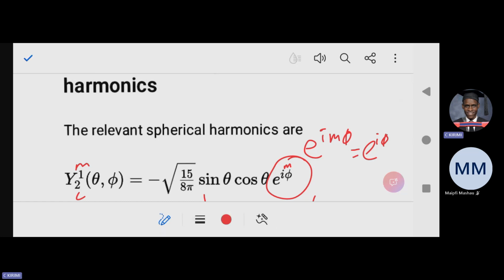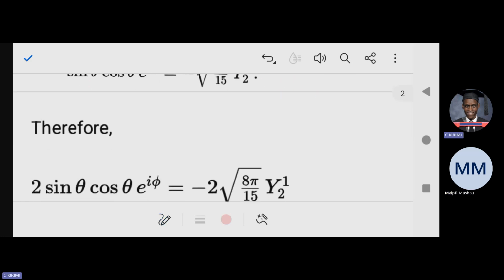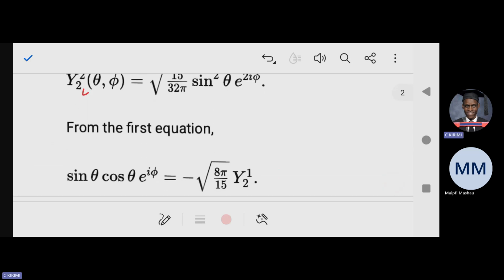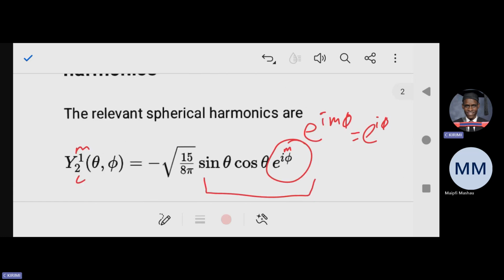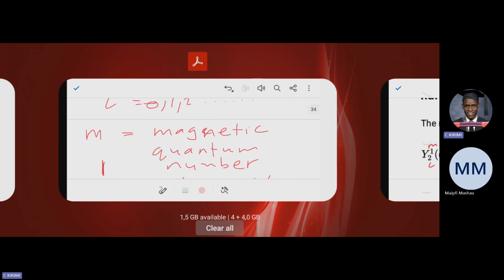Are you getting it? This equation, you are rewriting it to get this equation. So in this equation, you want to be left with only sine theta e to the power i phi. So let's do it together, bit by bit, so that you don't get confused.